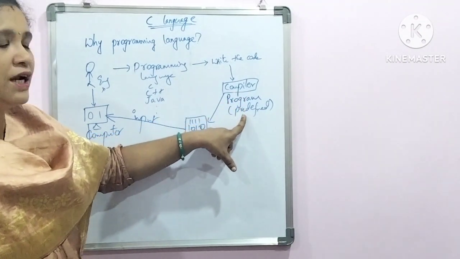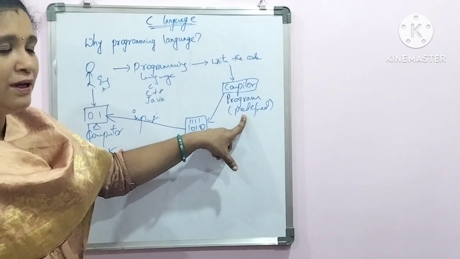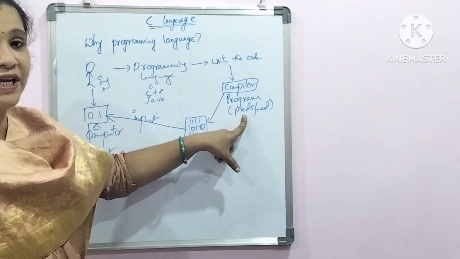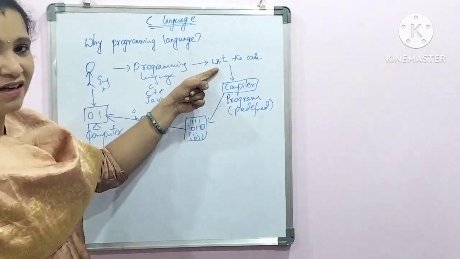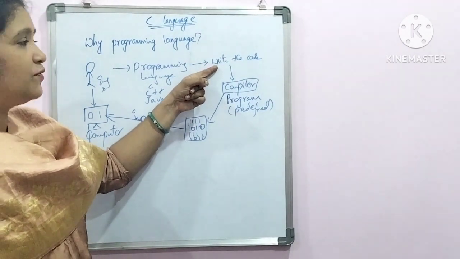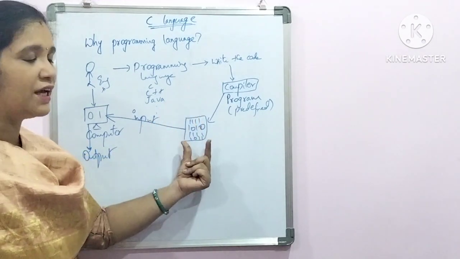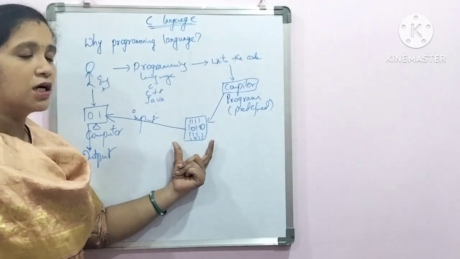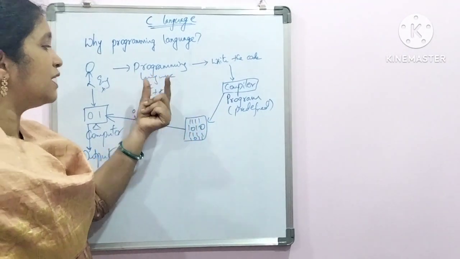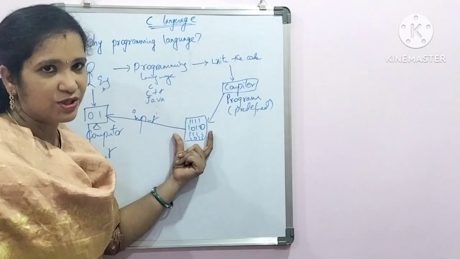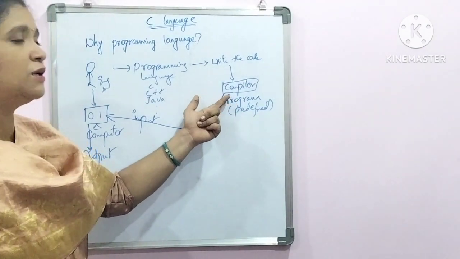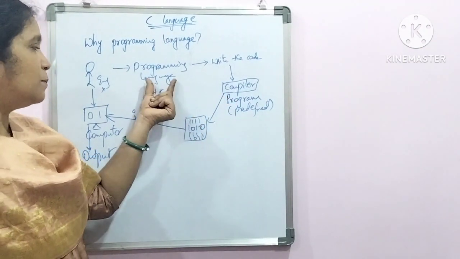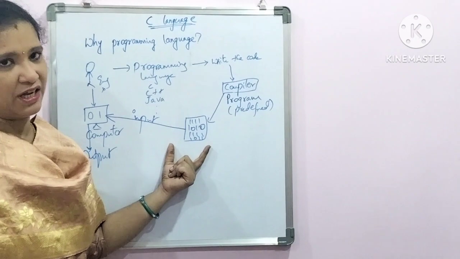A compiler is nothing but also a program, but this program is predefined. What is the use of a compiler? It will check the code that we write. If there are any errors, it will not convert the programming language into machine language. If there are no errors in the code, then the compiler will convert the programming language into machine language.